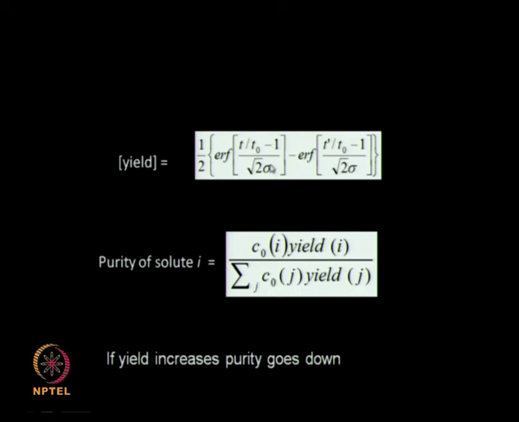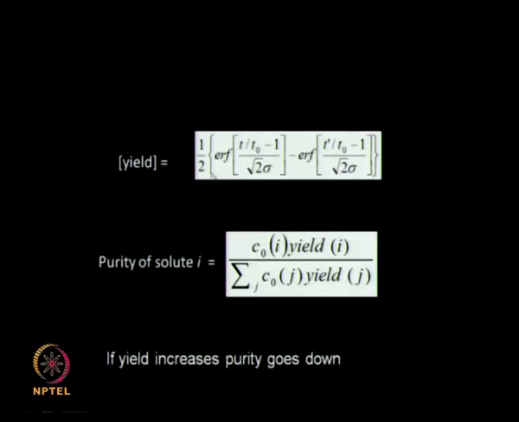So by looking at various times at which these two waves travel out of the column, we can calculate the sigma, and then once we know the sigma for the protein and the impurity, we can calculate the yield of the protein, we can calculate the yield of the impurity.